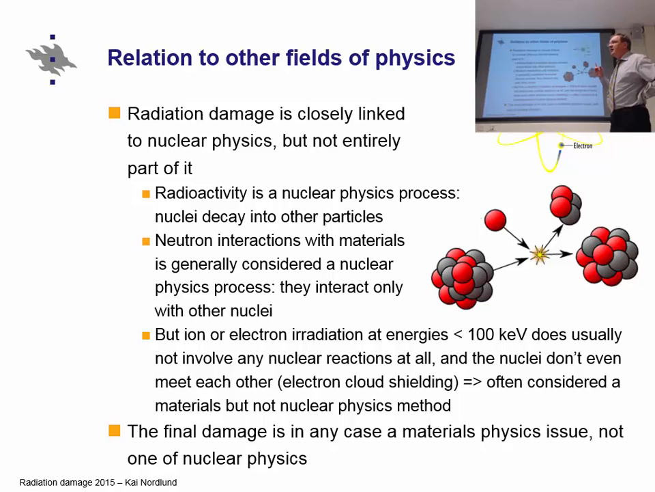Because of this, they are usually not considered nuclear physics. Instead, when one irradiates materials with ions or electrons and modifies materials, this is considered a branch of materials physics. Or, as in the title of this Gary Was book, Radiation Materials Science, it's also a term which is starting to be used to describe this. In any case, the final damage of materials is something nuclear physicists are not really interested in, but we materials physicists are interested in.